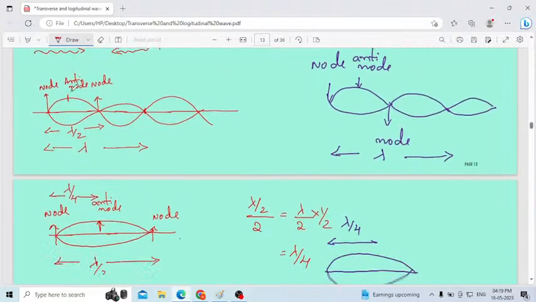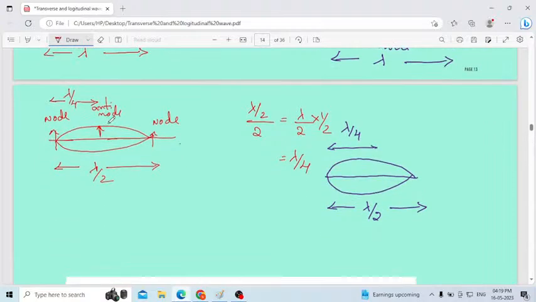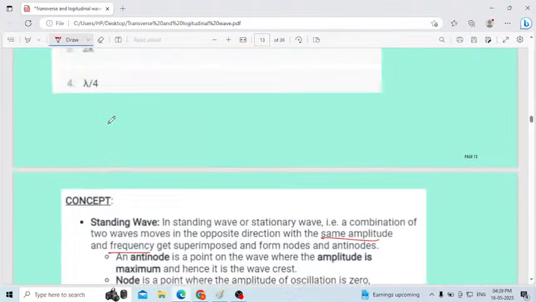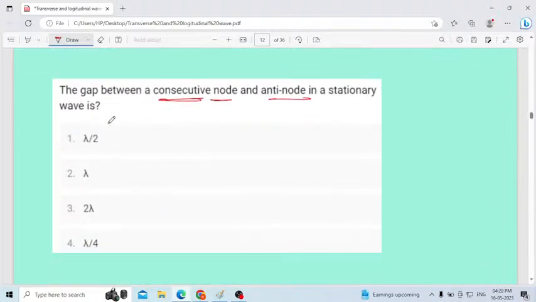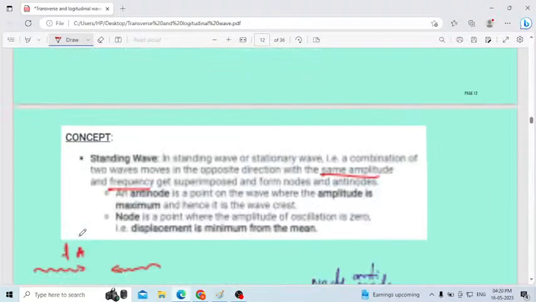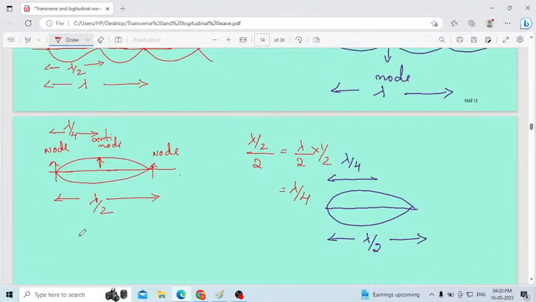Maybe in the exam they ask the distance between the node and antinode, but sometimes they may ask the distance between node and node, or from this node to this antinode, anything they can ask. Calculate and tell me the proper answer properly. Therefore, the gap between a consecutive node and antinode in a stationary wave is lambda by 4. Half of this one is lambda by 4.